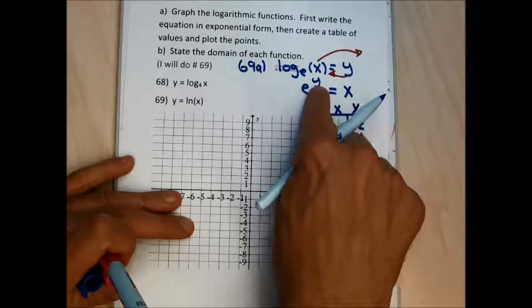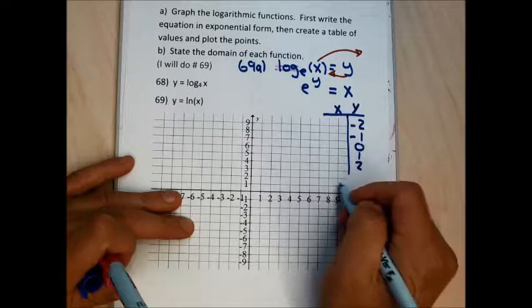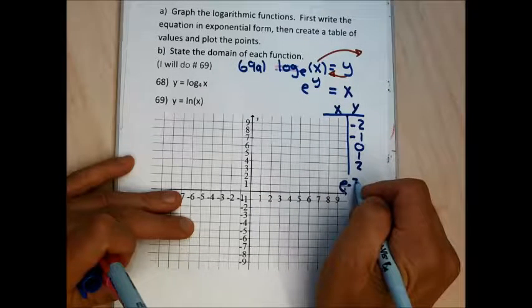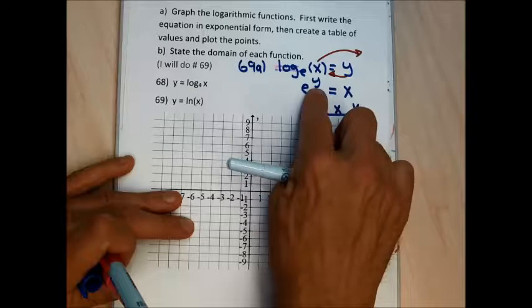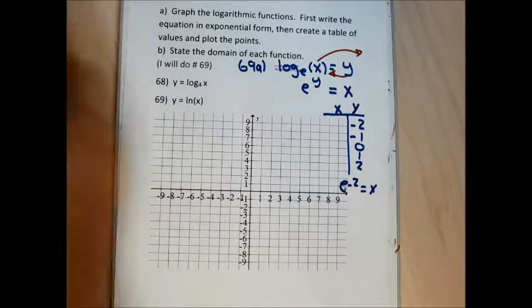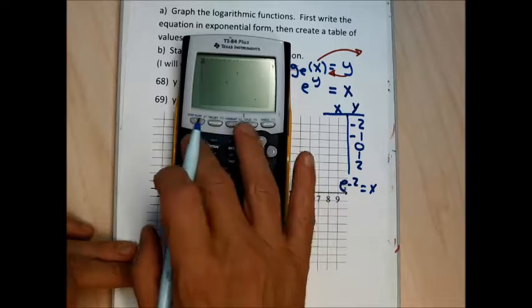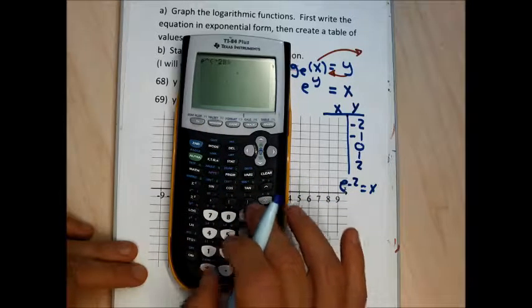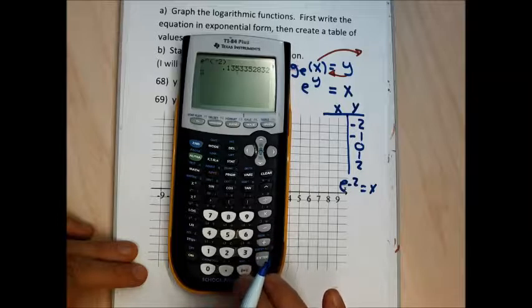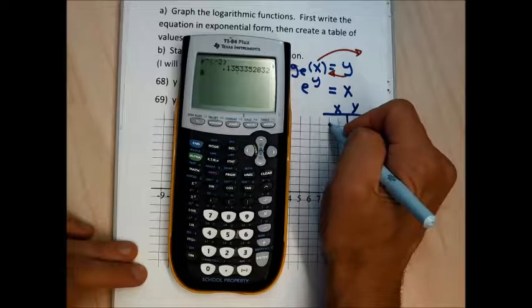Because I don't know how to graph e so well, the first thing I'm going to do is go e to the negative 2 equal to x, plugging in negative 2 for y. And then I'm going to go to my calculator and go second ln negative 2 power. And I'm going to round that to 2 decimals. I'm going to say that's 0.14.